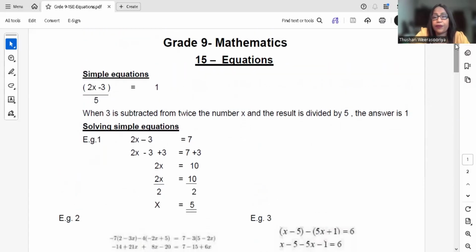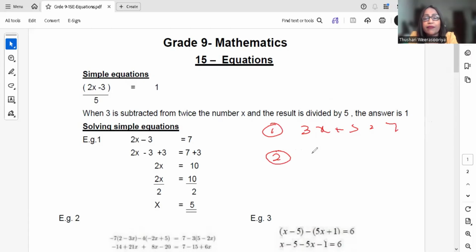The first type is simple equations. We'll see how to solve this. What do you mean by simple equations? I'll write an example. 3x plus 5 equals 7. The maximum power of x is 1. And in one equation, you can have only one unknown term. That is called simple equations.